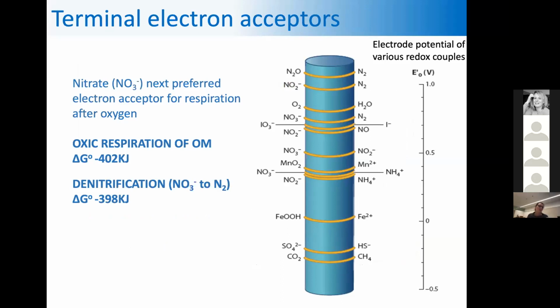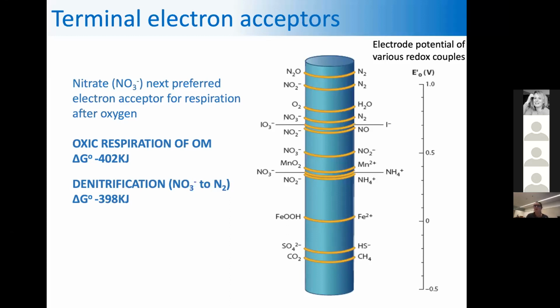So how are we going to continue to respire organic matter? That's where nitrate comes in, and hence why I want to talk about the nitrogen cycle today. Nitrate is the next preferred electron acceptor for respiration after oxygen. And as you can see here, if we look at this from an energy standpoint, there's actually not that much difference between the two.